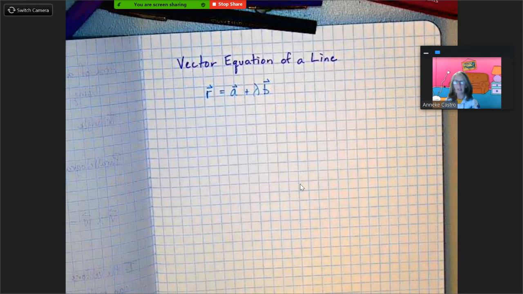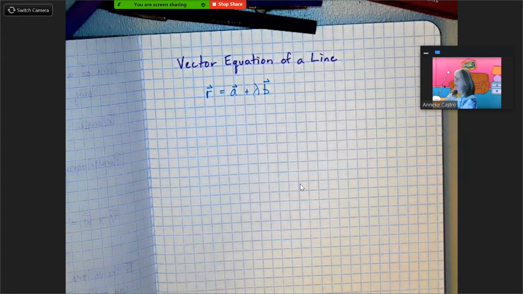Today I'm going to be talking about the vector equation of a line, which we already learned about in class, and you've done some homework on it, but it's time to put it into our notes. And then we're going to do a couple of new things. We're going to talk about velocity equations and unit vectors.